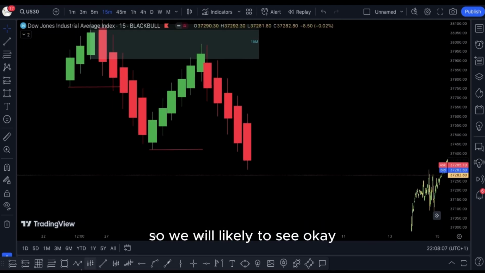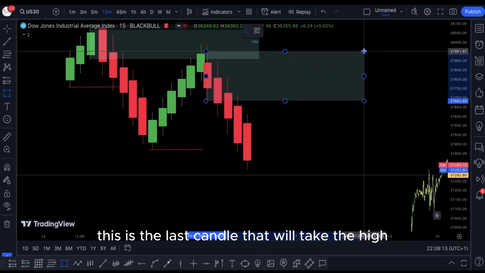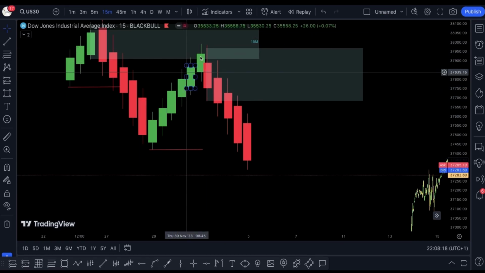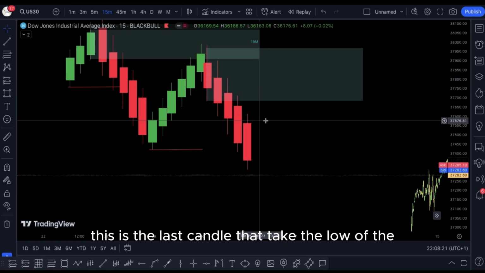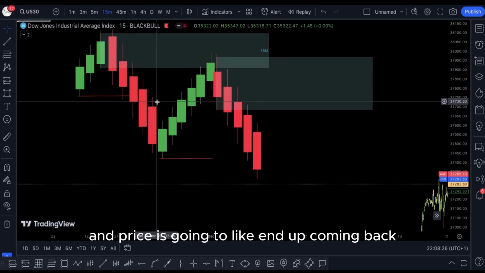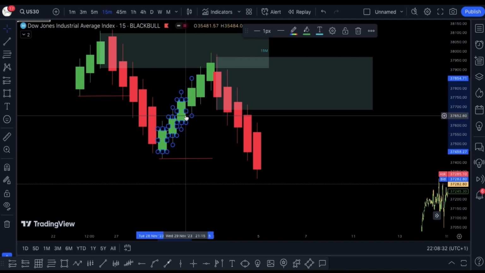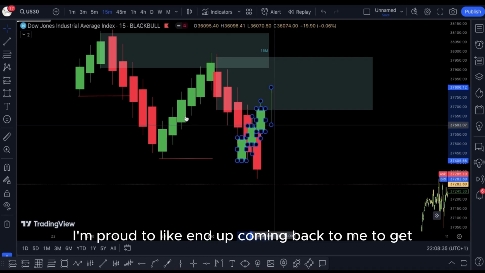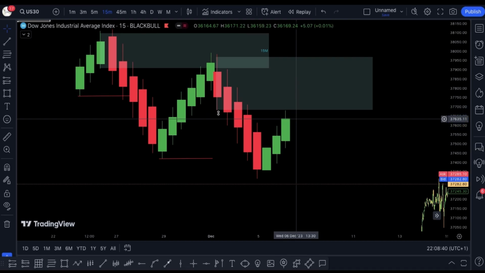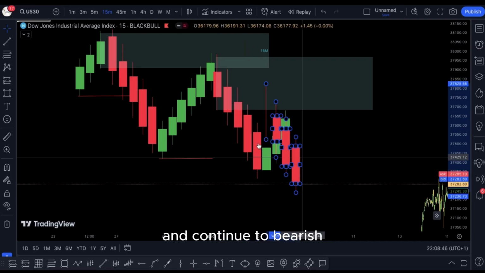So we may likely see, okay, this is the last candle that takes the high. This is the last candle that takes the low of the demand zone, and price is going to end up coming back to mitigate and continue bearish.